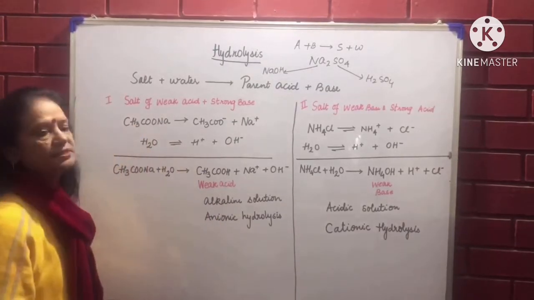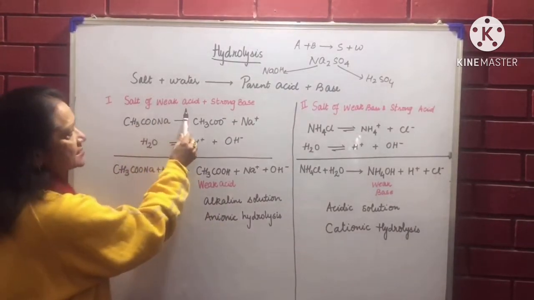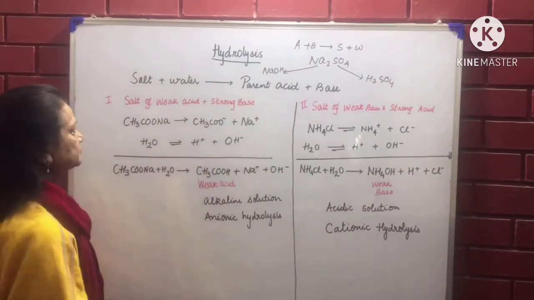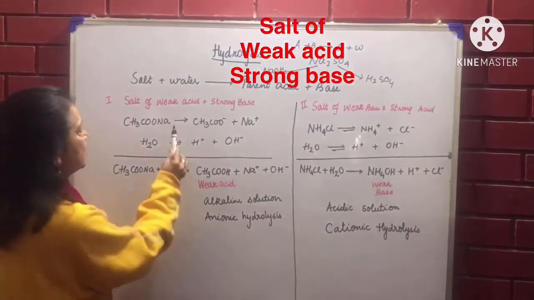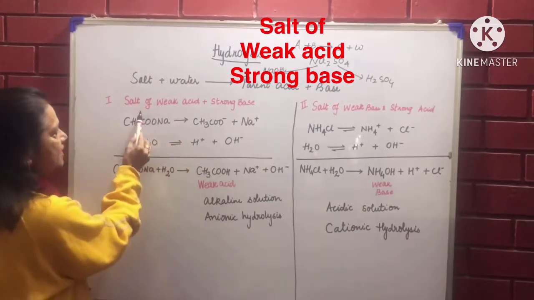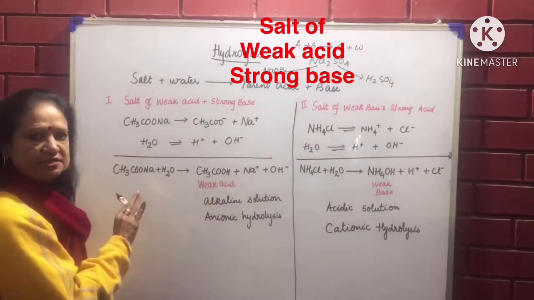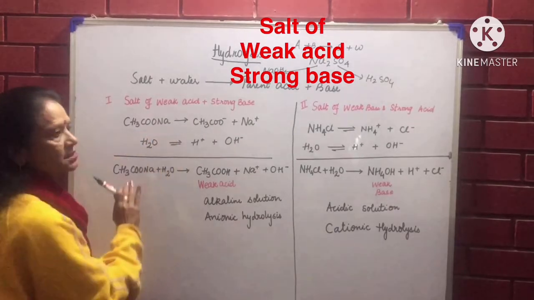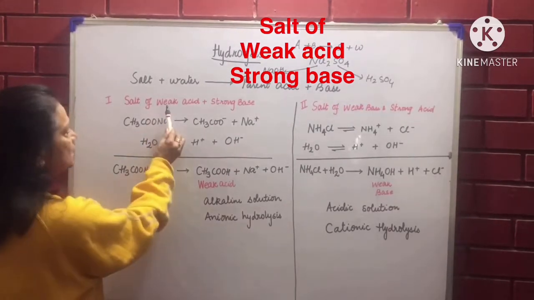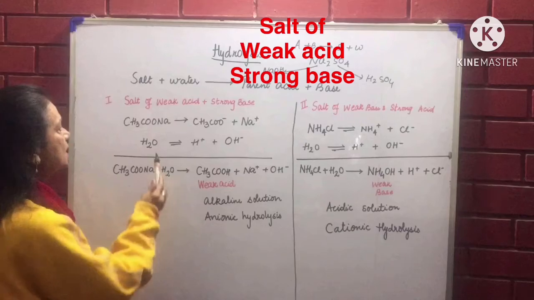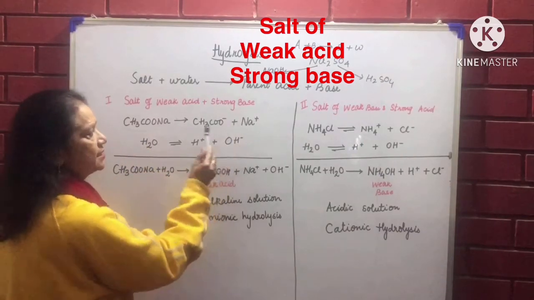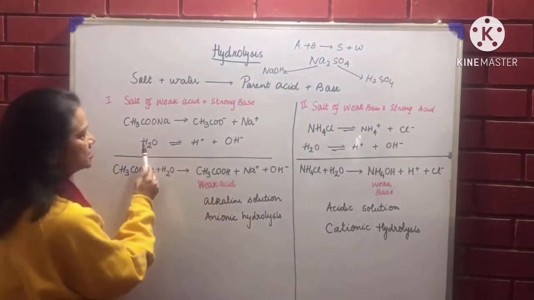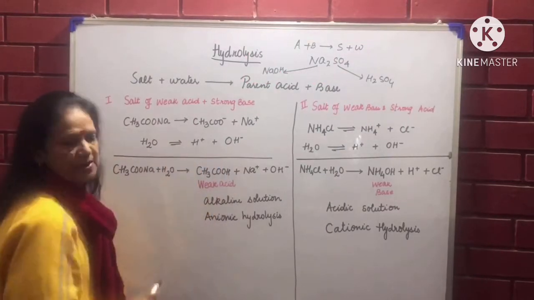First category is salt of a weak acid and a strong base. So CH3COONa is a salt made out of NaOH and acetic acid. Acetic acid is a weak acid, NaOH is a strong base. So weak acid and a strong base. This dissociates into CH3COO minus and Na plus ions. Water changes into H plus ions and OH minus ions.